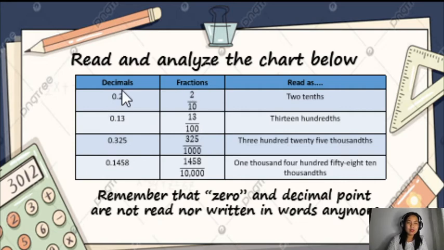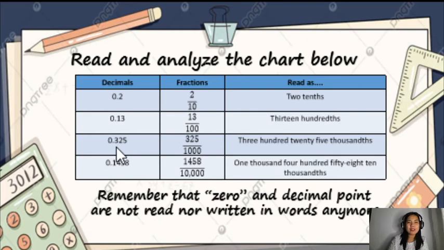So dito sa decimals, we have 0.2. So 2 is in the tenths place. So ang basa natin dito is 2 tenths. Pag isusulat natin as fraction, that is 2 over 10. So that is 2 tenths. Next, we have 13 hundredths. So that is 13 over 100, 13 hundredths.